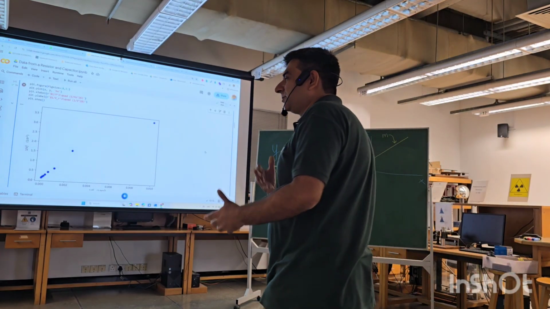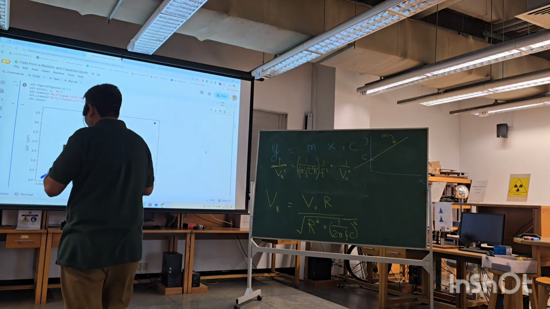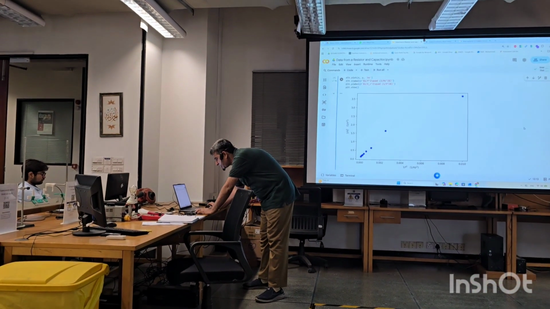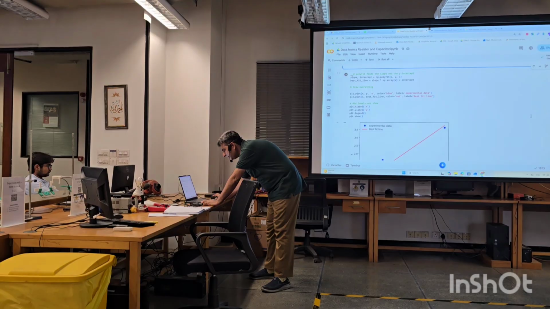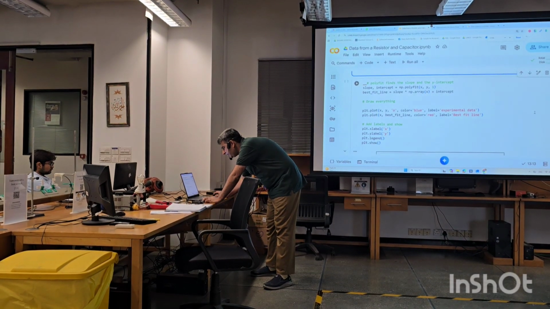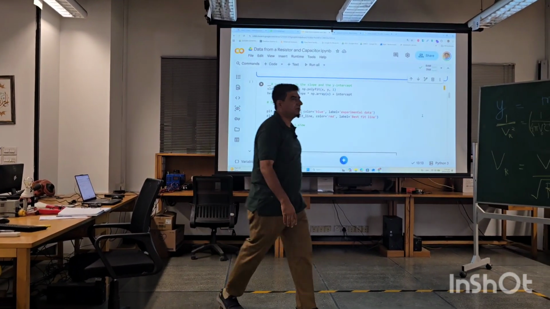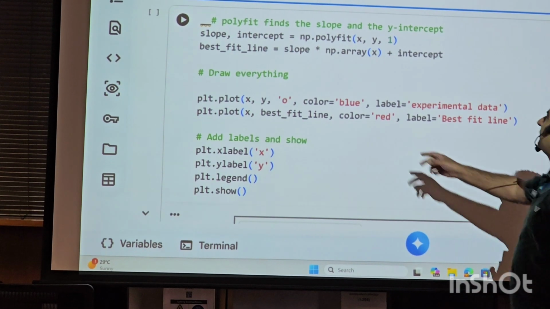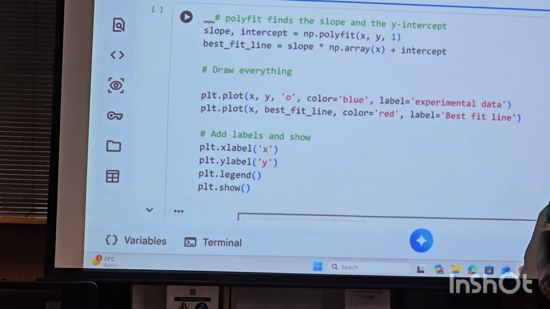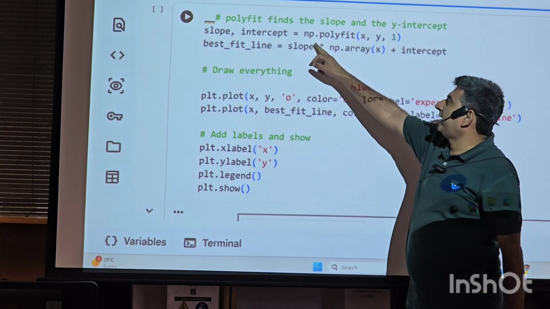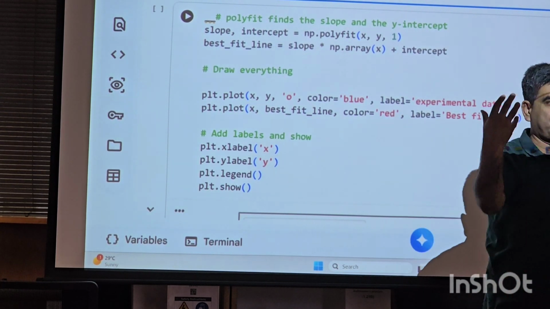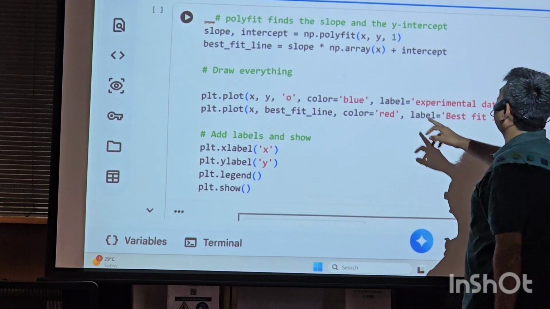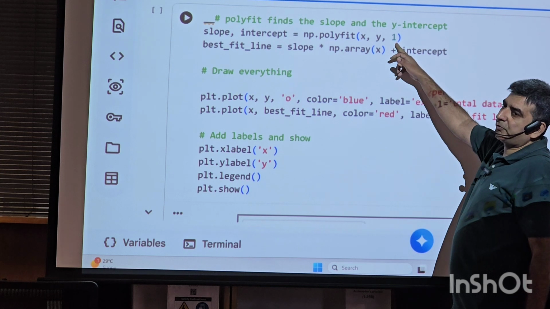But you don't need to remember this because there are algorithms in software that provide this optimization routine. So this is one method of doing a best fit. You take your variables x and y and you do an np.polyfit. Polyfit is a function from the numerical package, and you do a linear fit. This one shows that you're doing a linear fit.